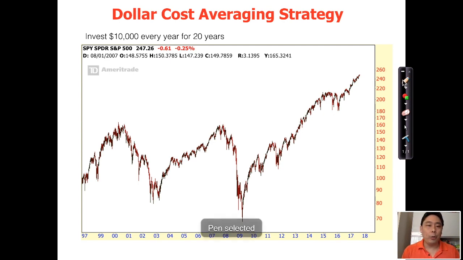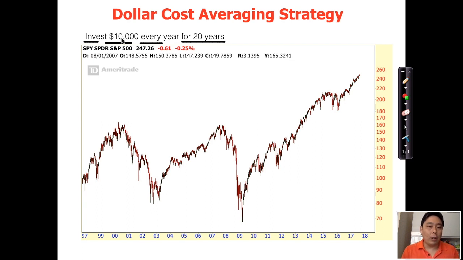So let's imagine you invest a fixed $10,000 every year for 20 years. Now again, if you do this, you're guaranteed to make money. Why? Let's see what happens. So initially, the market, or the SPY, is somewhere at $90, right, back in 1997. So you invest $10,000 worth of your money.